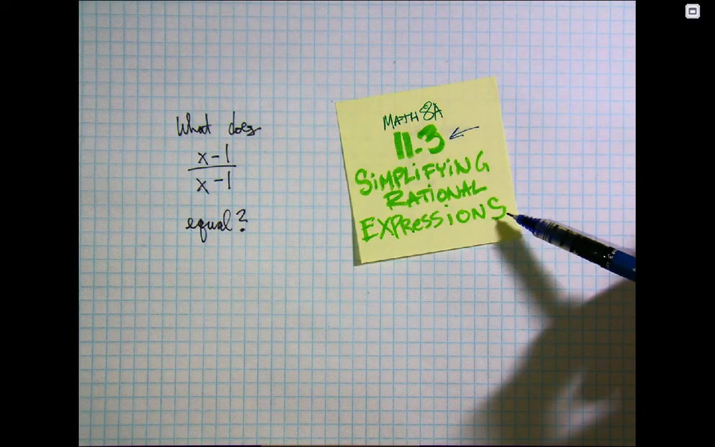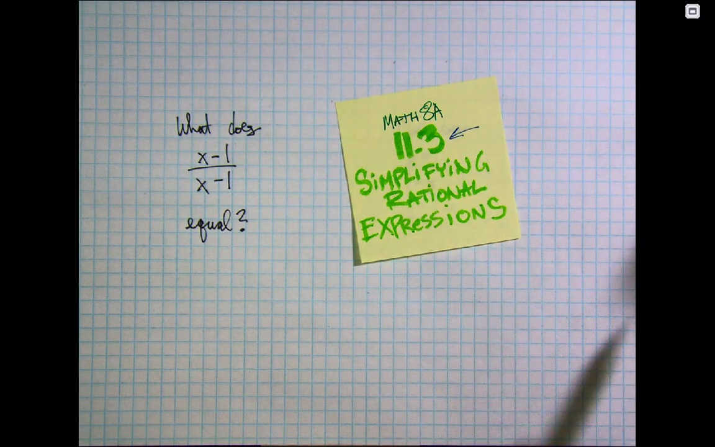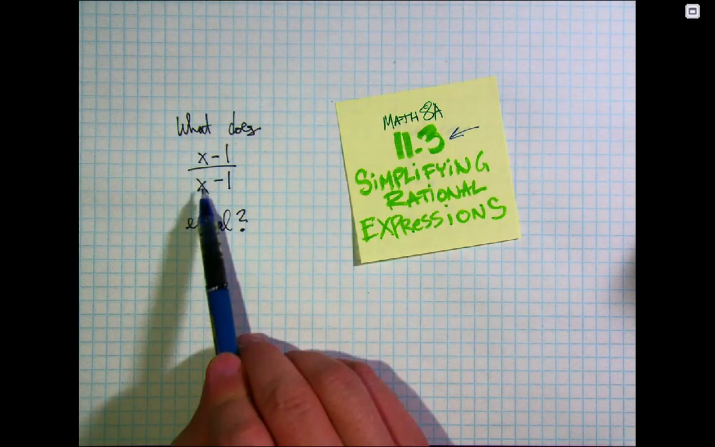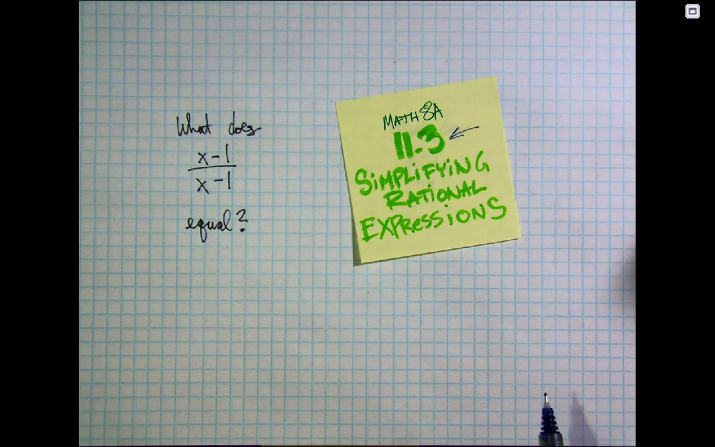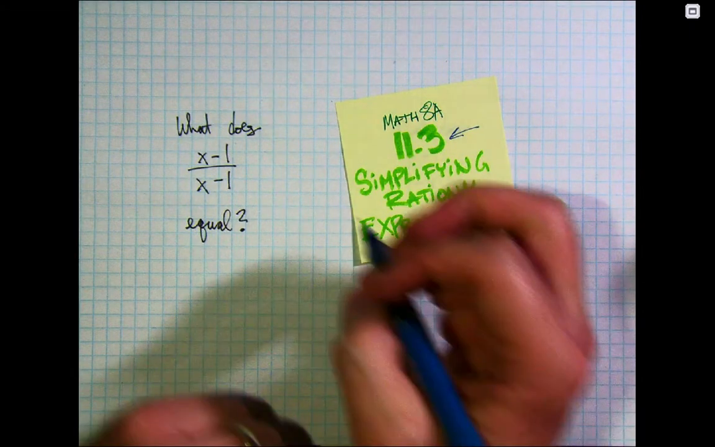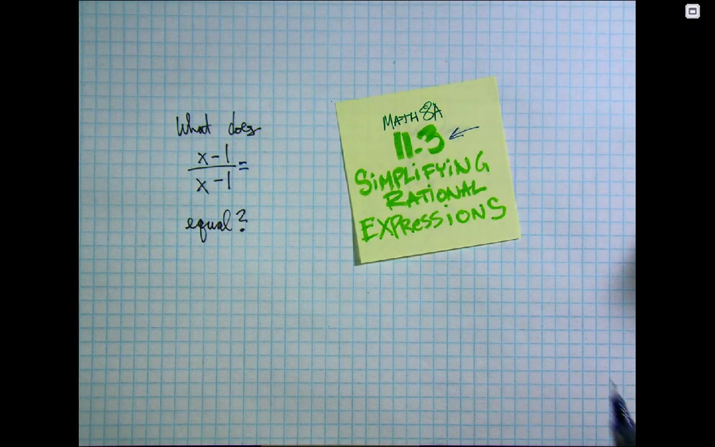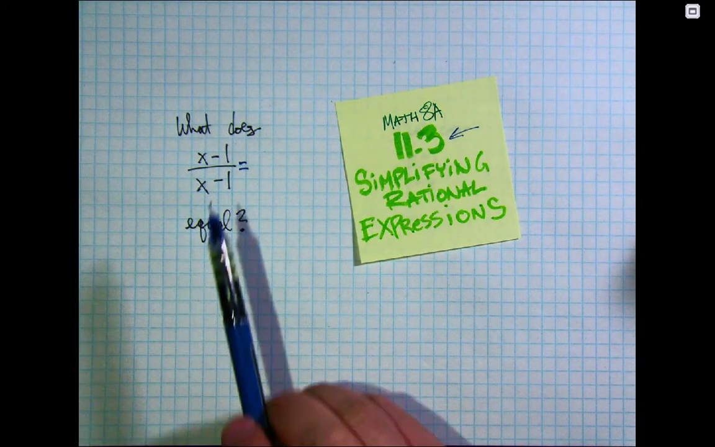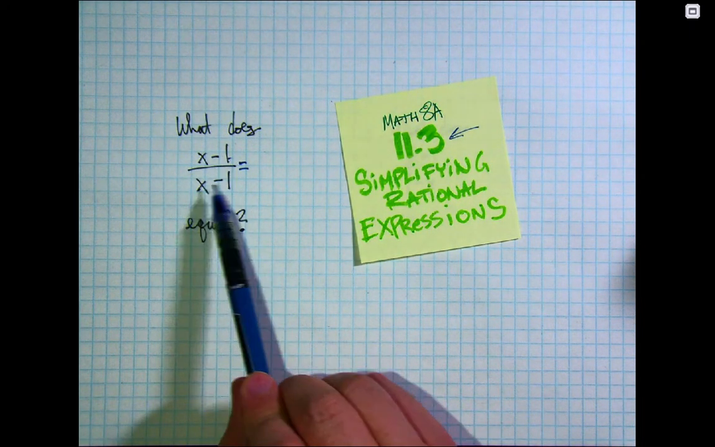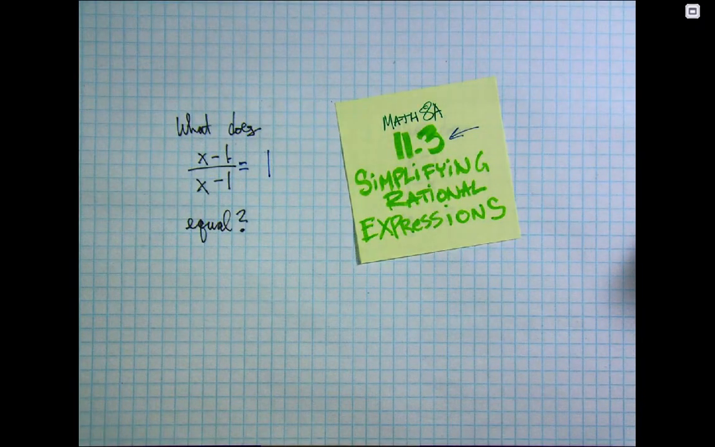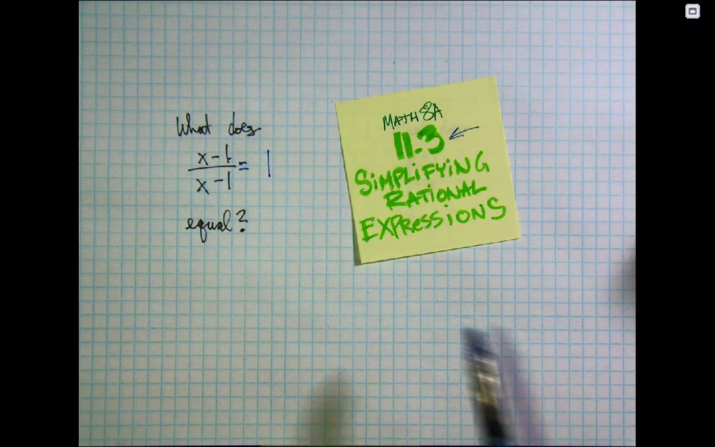So we talked about what a rational function is, what a rational expression is, something like this, where it's a ratio, it's something over something. Today I want to start with the question, what does this equal? Well, hopefully you can tell without needing me to teach you this that anything divided by itself is 1. Okay, so we just simplified a rational expression.